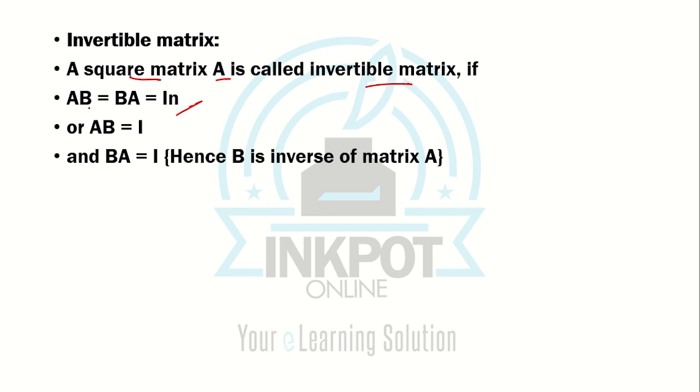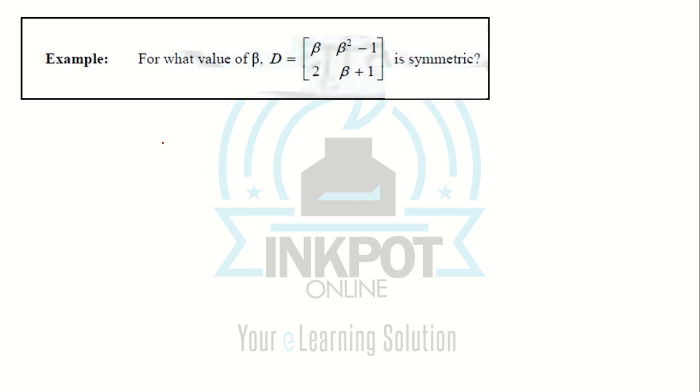And naturally, as you can see, because the multiplication is giving you a square matrix, which is the identity matrix, inverses exist only for square matrices. You cannot have a matrix which is non-square which has an inverse. I mean, you cannot calculate it. That's the point here.